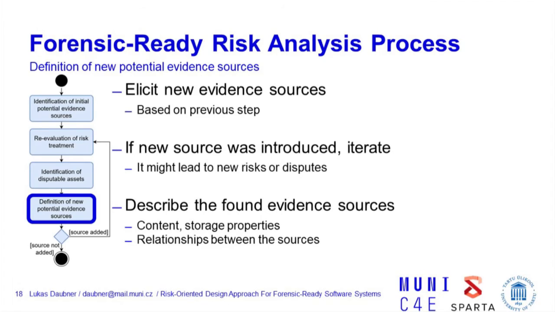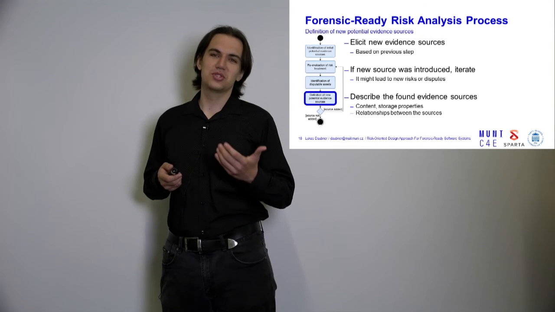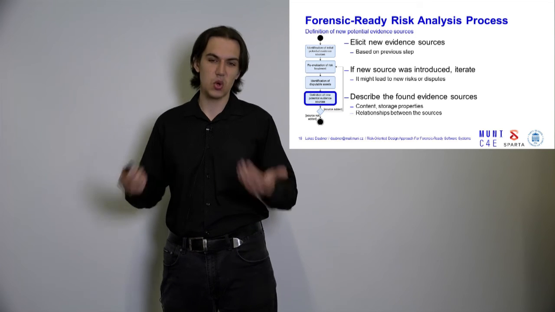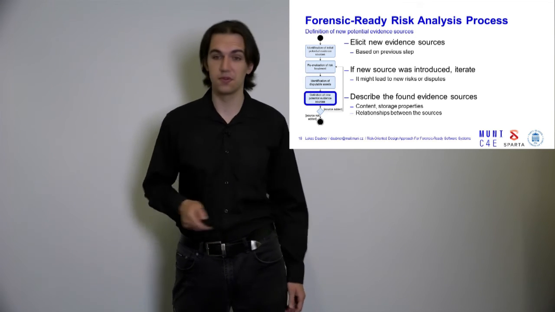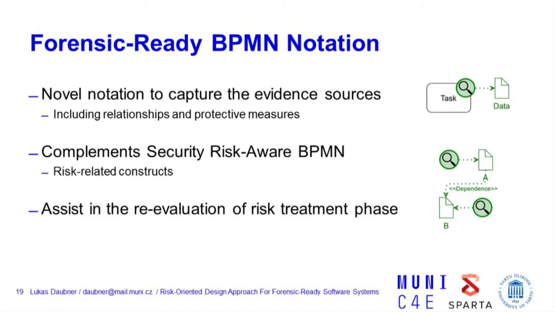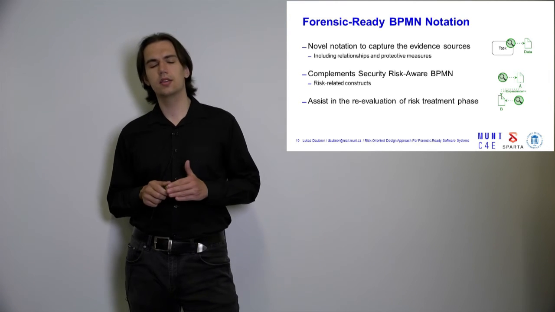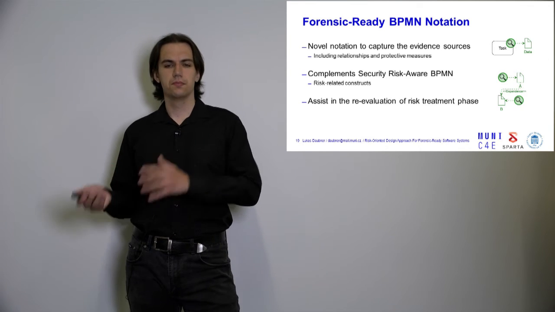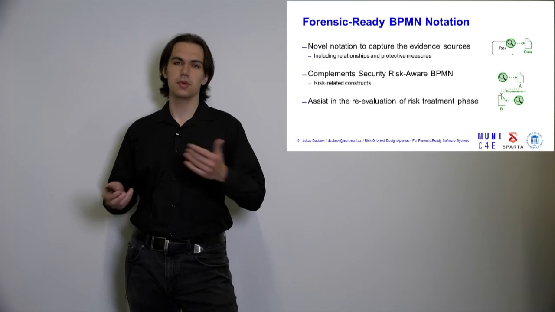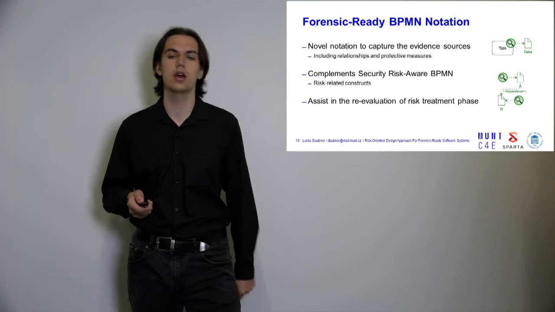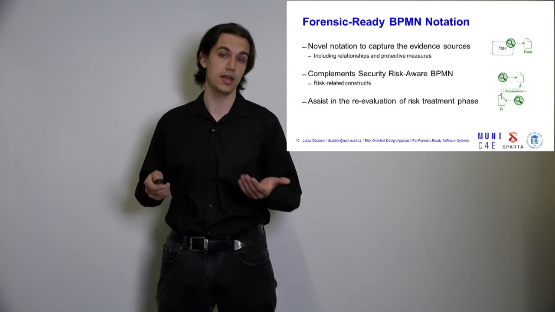And then, based on this part of the iteration, we want to introduce new forensic sources, describe them, and iterate again if needed. To support this process, we have this forensic ready BPM annotation. This is, again, a novel notation supporting this process, and it aims to capture sources of potential evidence and their relationship. It assists in this risk treatment re-evaluation phase.